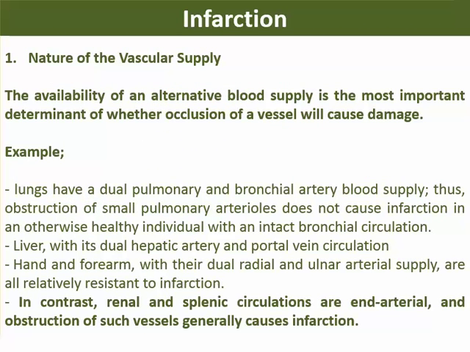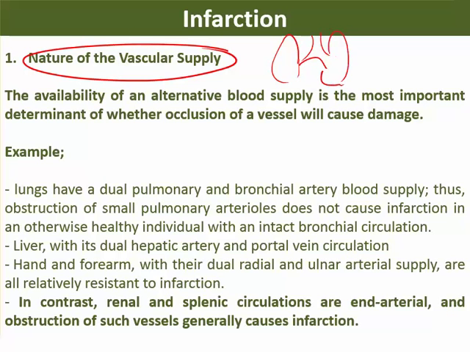Now coming to the nature of blood supply, I am making it very simple. Take the lung. One blood supply comes from the pulmonary circulation and another comes from the systemic circulation. These are called bronchial arteries, which you should know from anatomy. So lung has two blood supplies: one from the pulmonary artery, the other from the bronchial artery. If the pulmonary artery is blocked, they can get blood from the bronchial artery, so they survive more.